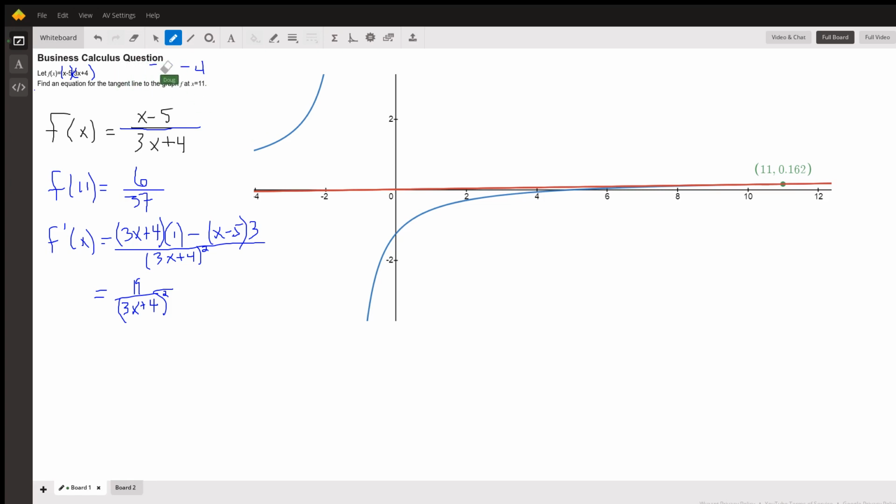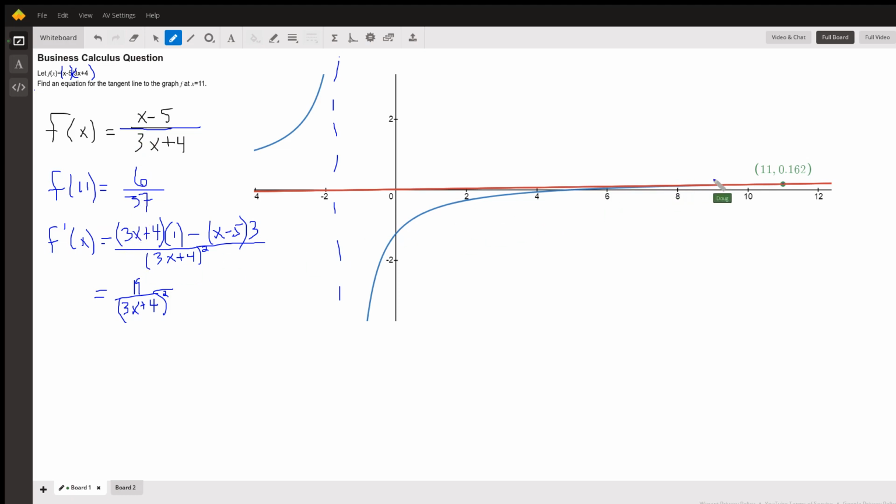Okay, so over here to the right, we have the blue graph, which is the graph of that function. It does have a vertical asymptote at x equals negative 4/3, right in here somewhere. But we're trying to find the equation of the tangent line at the point where x is 11. So you have to find out what the y-coordinate is in order to write the equation of the tangent line. And if you put 11 in for x, you get 6/37.